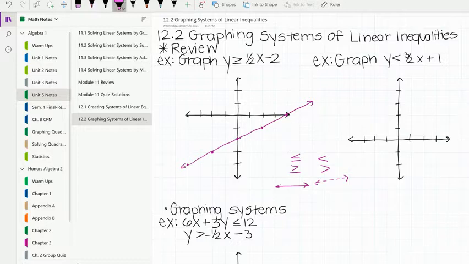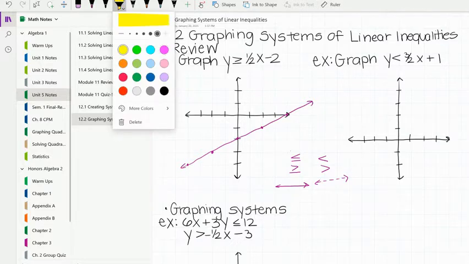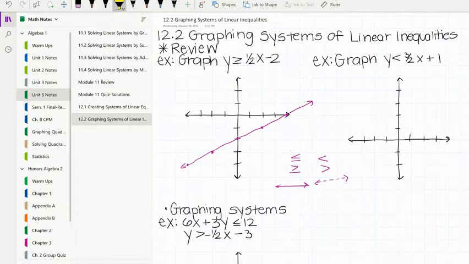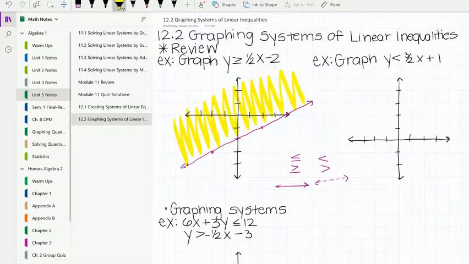The next thing we have to decide is the shading. Because it's greater than, that means everything that is greater than the line is going to make it true. So remember, when we graph just regular equations, regular lines, the solution is on the line. But in this case, the solution is on the line, but also anything greater than that line. Okay, let's go ahead and practice another one.